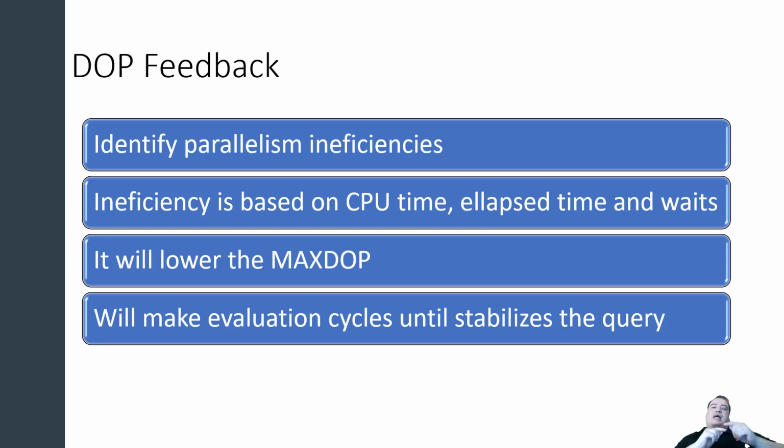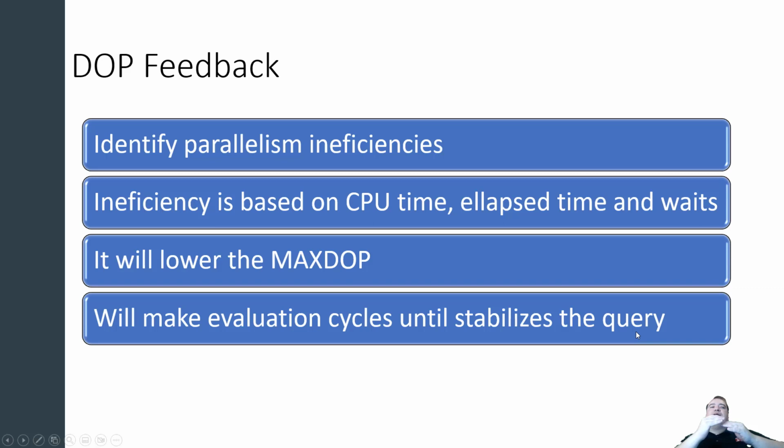It will make evaluation cycles until the query stabilizes. A basic rule that the Microsoft developers followed when creating this kind of feedback was to not harm our environment. So when they decide to lower the MaxDOP, they create evaluation cycles to be sure that lowering the MaxDOP really improved the query. If they decide during an evaluation cycle that the result didn't improve the query, they cancel it. They don't lower the MaxDOP, they cancel this process. And they follow this until they stabilize the query.